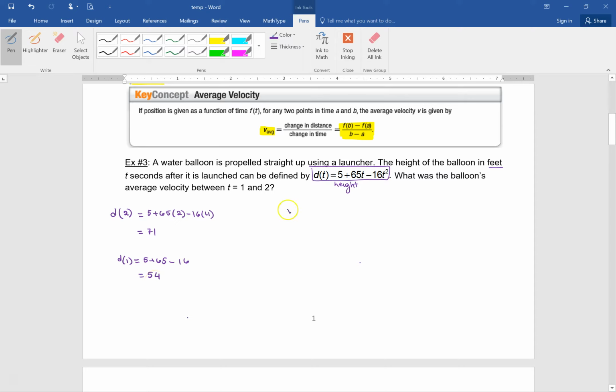Now, the average velocity is d of 2 minus d of 1 over 2 minus 1. So this is 54 minus 71 over 2 minus 1, which is just 1. What's 54 minus 71? Right. Wait. You plugged in d of 2 before you put in d of 1. Oh, sorry. 71 minus 54. So it's positive 17 feet per second.